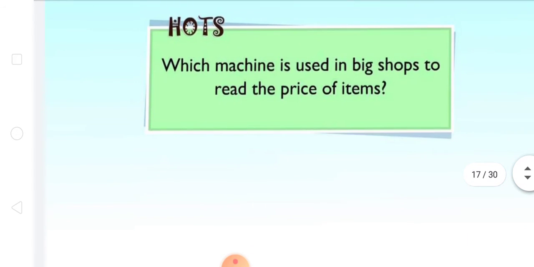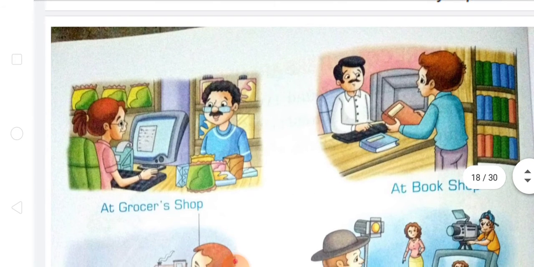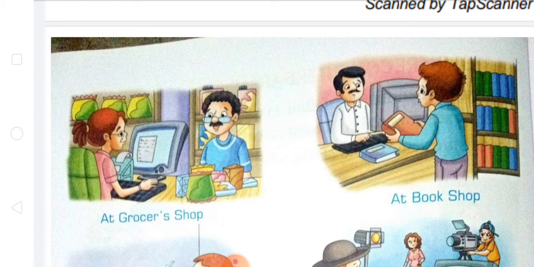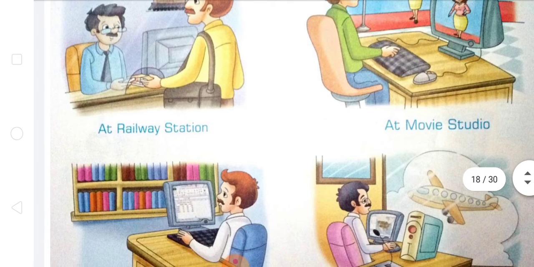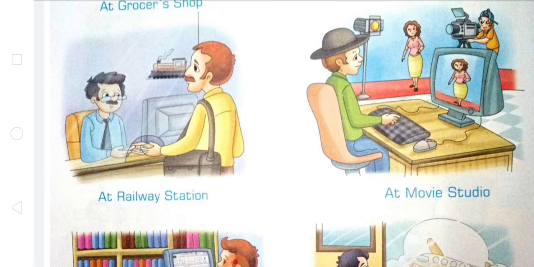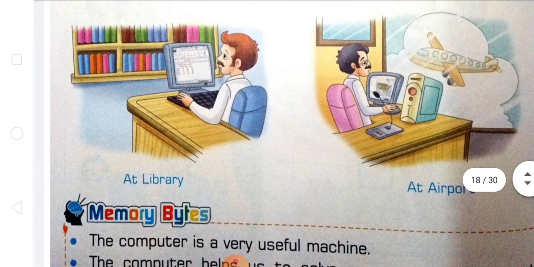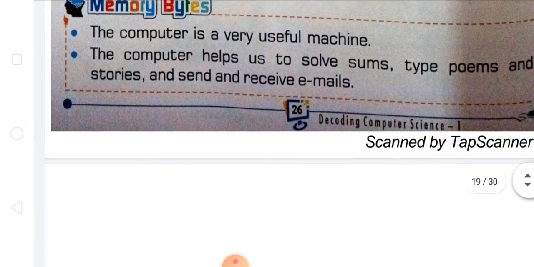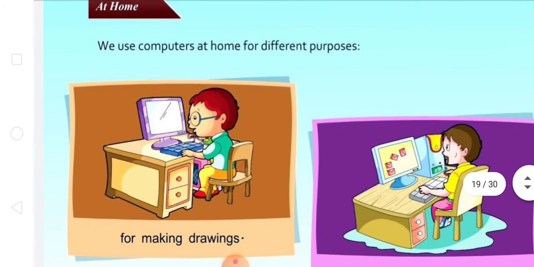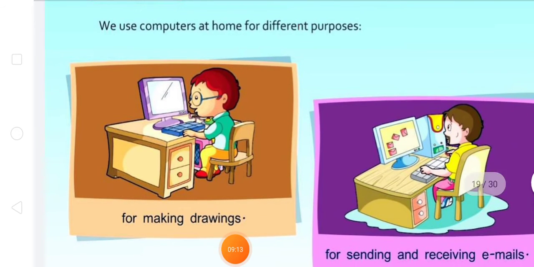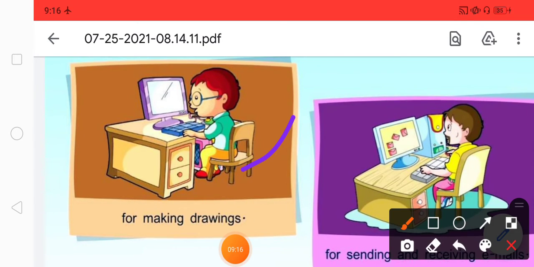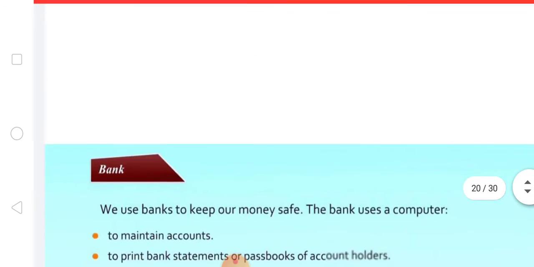Then if we talk about it, at the grocery shop we also use computer, at the bank we also use computer, at the railway station we also use computer, at movie studio we also use computer, and at library, at airport we use computers for different purposes. So here you see another use of computer at home. So the boy is making drawings with the help of computer, and this one the boy is sending messages or emails with the help of computer.